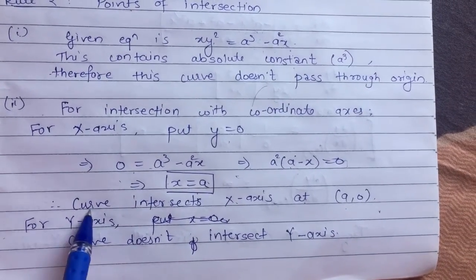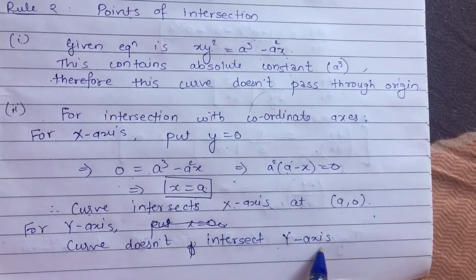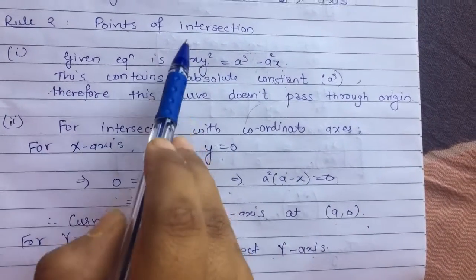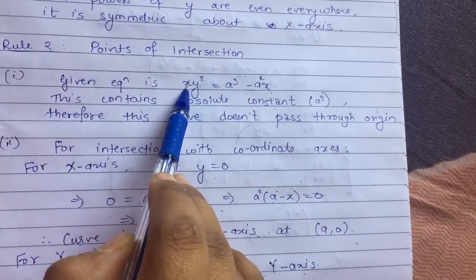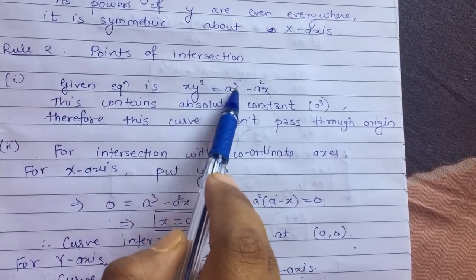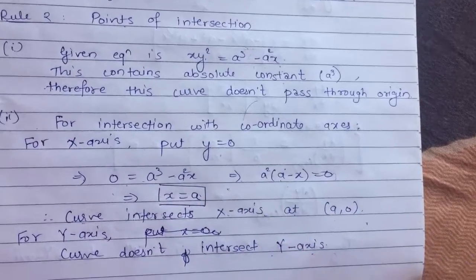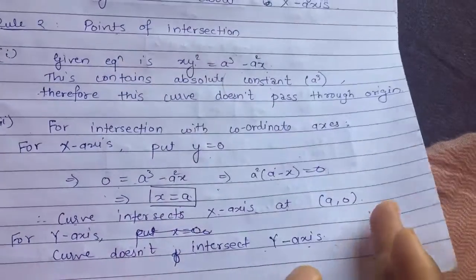Now for the y-axis, the curve doesn't intersect the y-axis, because if you put x equal to 0, this total will be 0 and the constant is not 0, which is not possible. Therefore the curve does not intersect the y-axis.